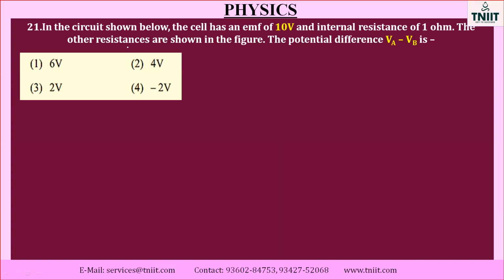In the circuit shown below, the cell has an EMF 10 volt, internal resistance 1 ohm. The other resistances are shown in the figure. What is the potential difference between A and B? Students, I will take up this problem later because the circuit is missing here. I will write the circuit in the next class and I will explain this problem. 21st.